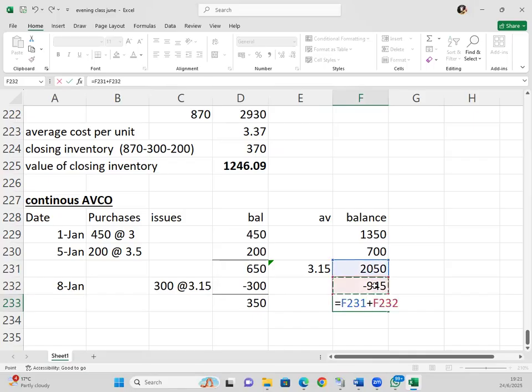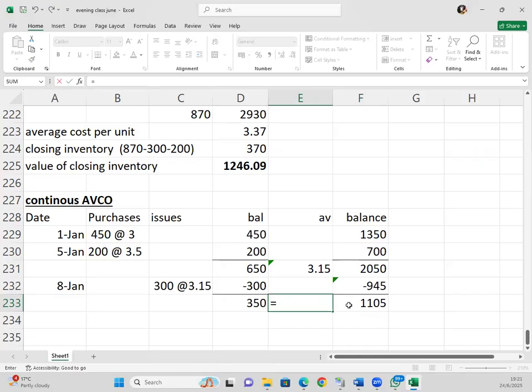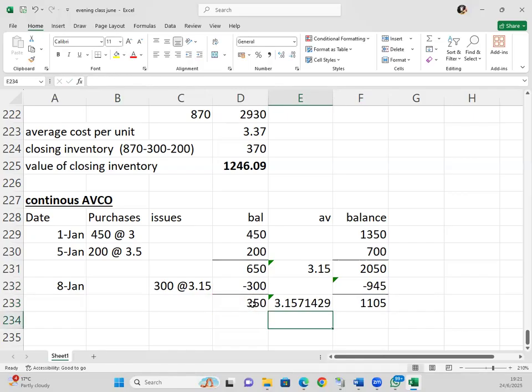For sales, there is no need to average, but if you want, you can still average here. If you average for sales, it's not supposed to change. It is supposed to remain 3.15. I think it's just an issue of rounding off here, but it is supposed to remain 3.15. So after that, let's move on.